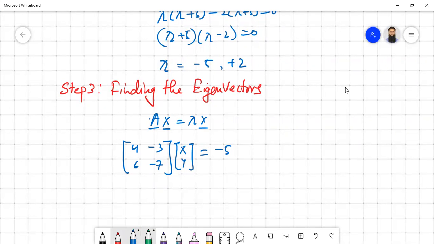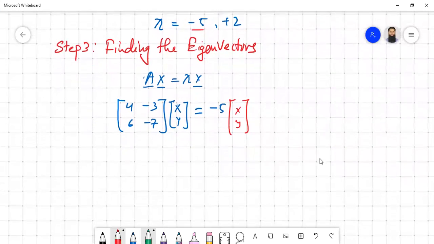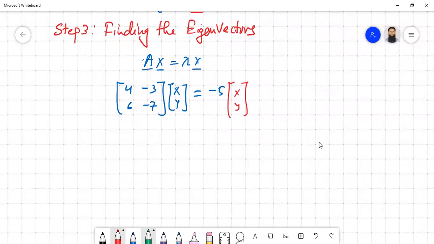taking the first one, that is lambda equal to minus 5. So x and y is our phase variable, not like the previous one where we had x1 or x2. So it can be any value, as I already said. Now if you find the two equations, basically 4x minus 3y should be equal to minus 5x. Okay, and 6x minus 7y should be equal to minus 5y.